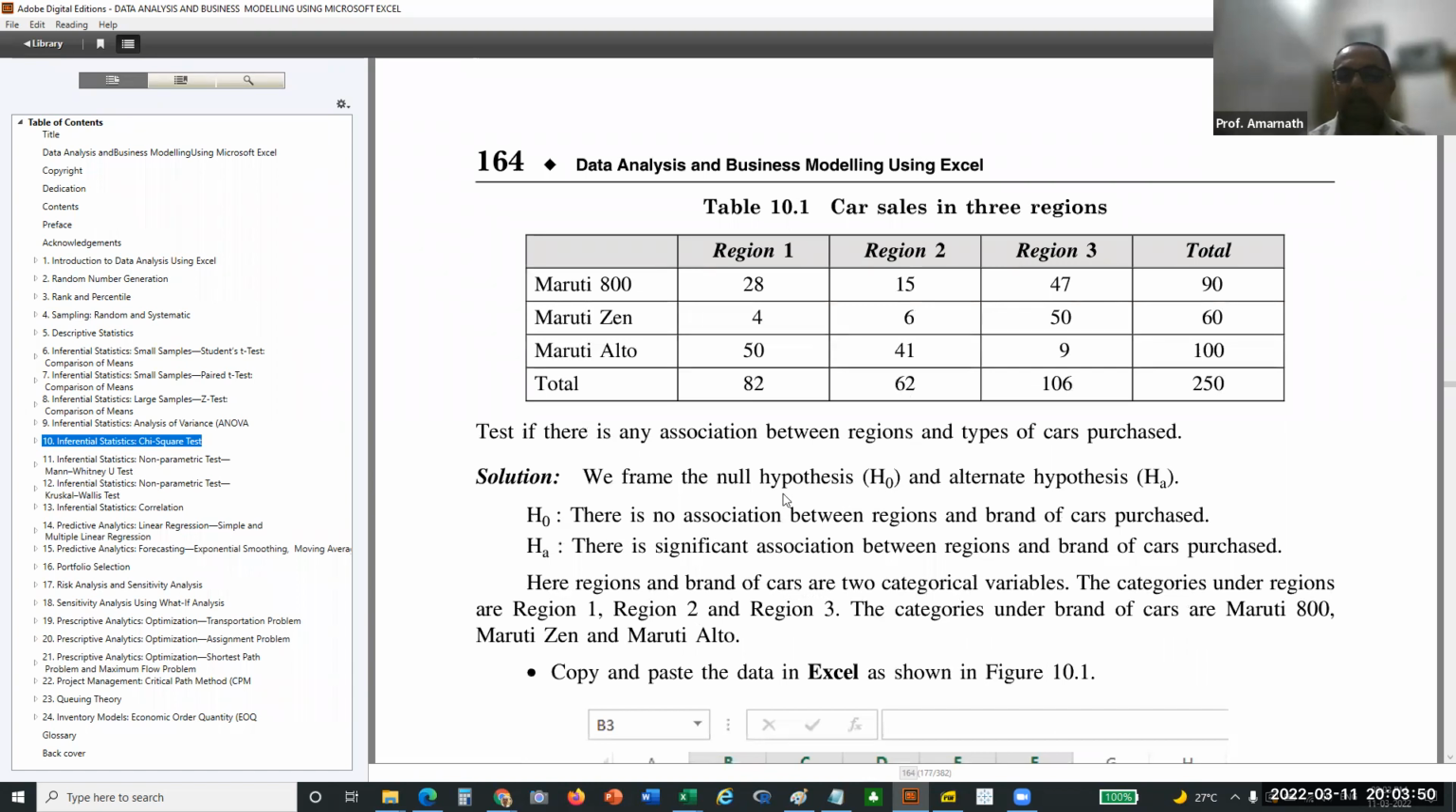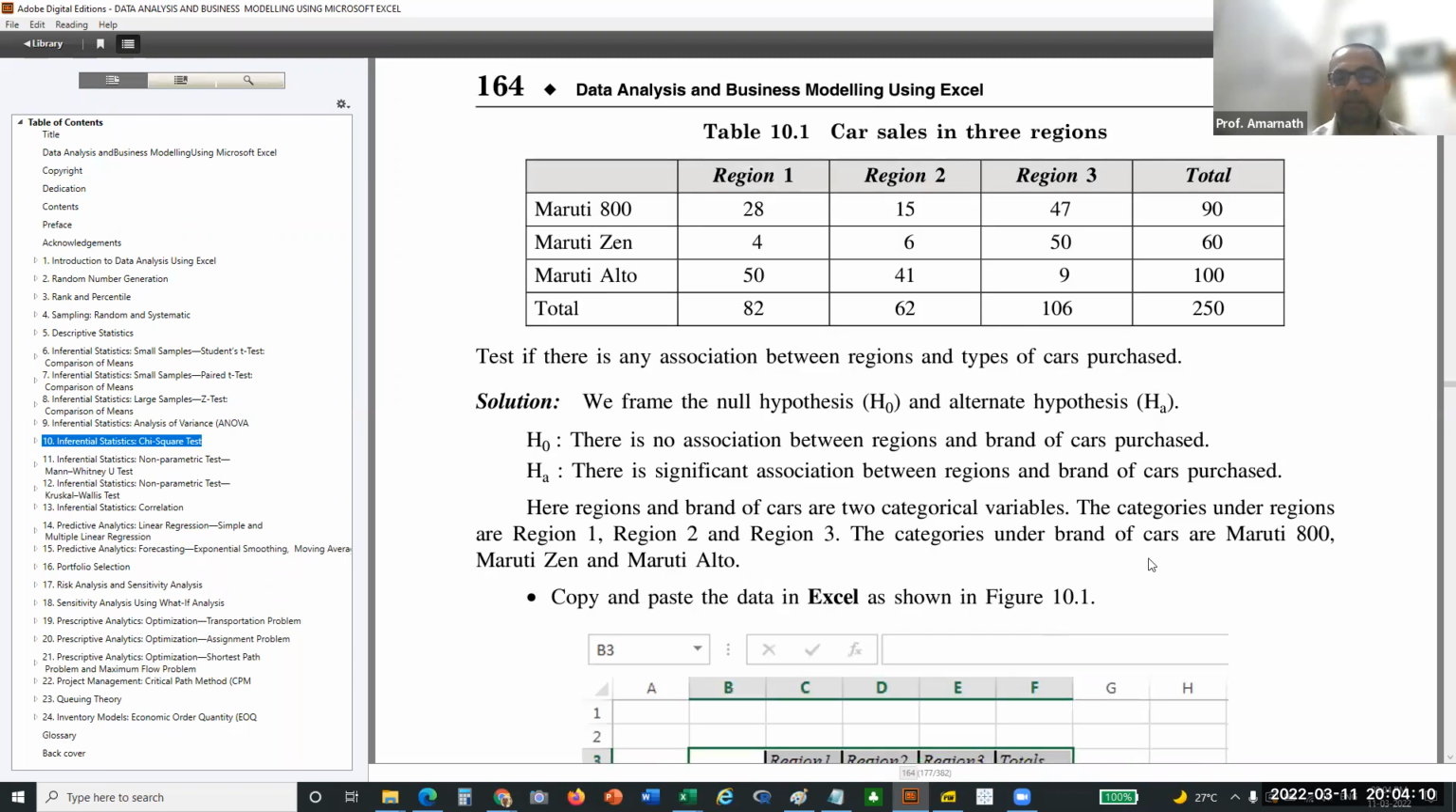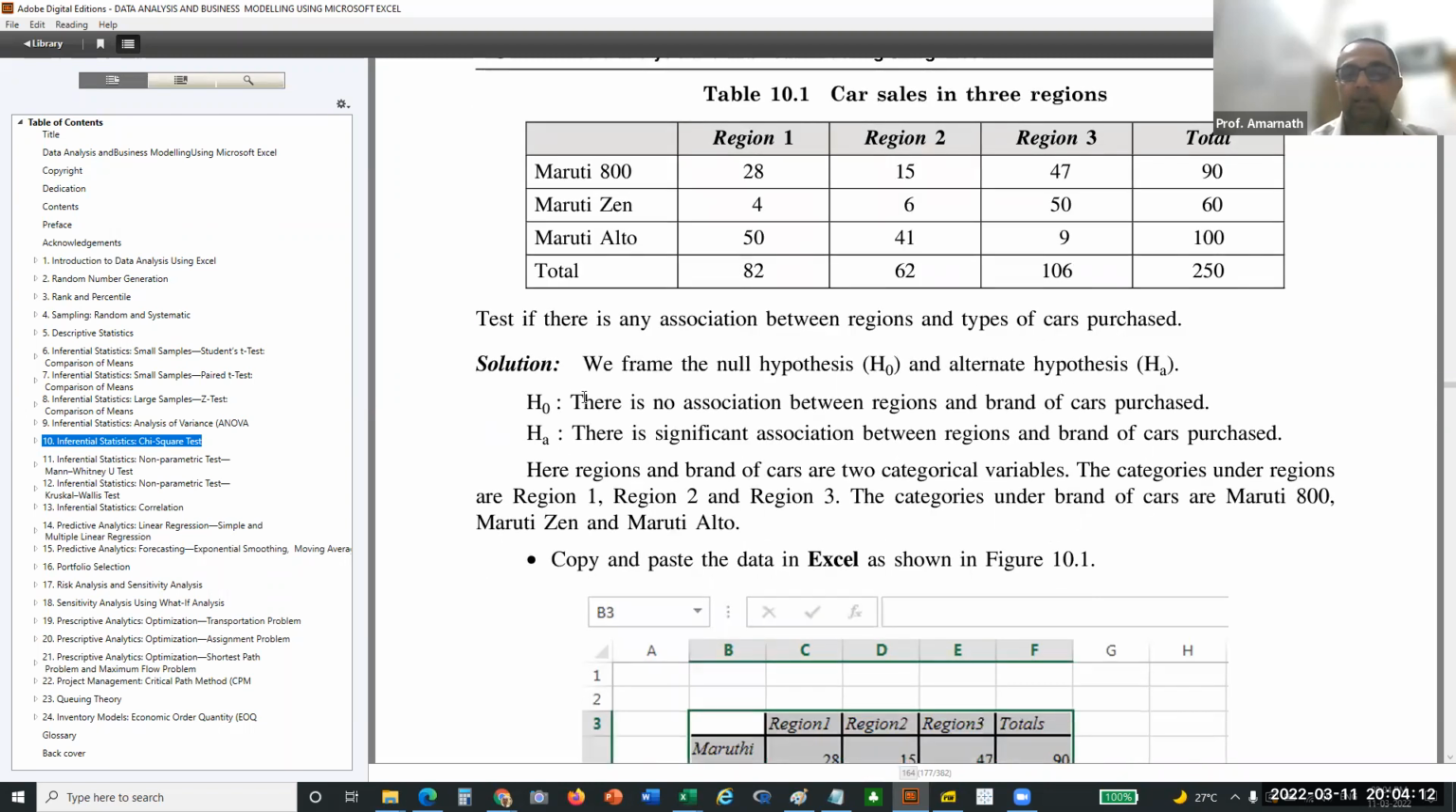So, test if there is any association between regions and types of cars. We framed the null hypothesis H0 and the alternative HA. H0: there is no association between regions and brand of cars purchased. HA: there is significant association between regions and brand of cars purchased. So this is English: there is no association, versus there is association. That is what we try to find out.